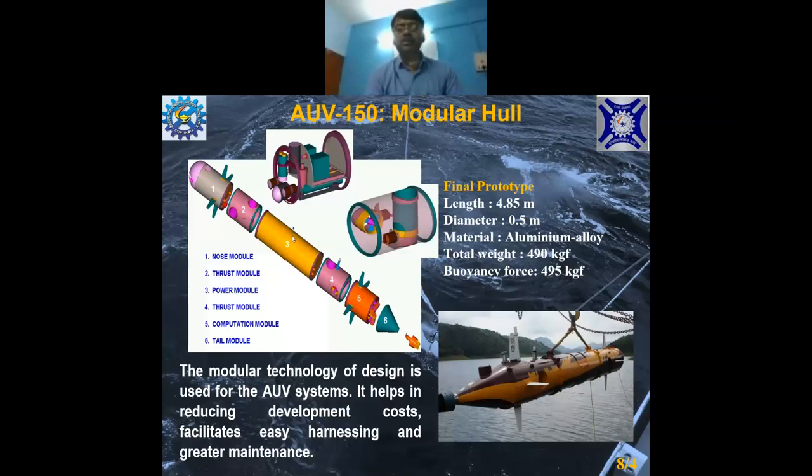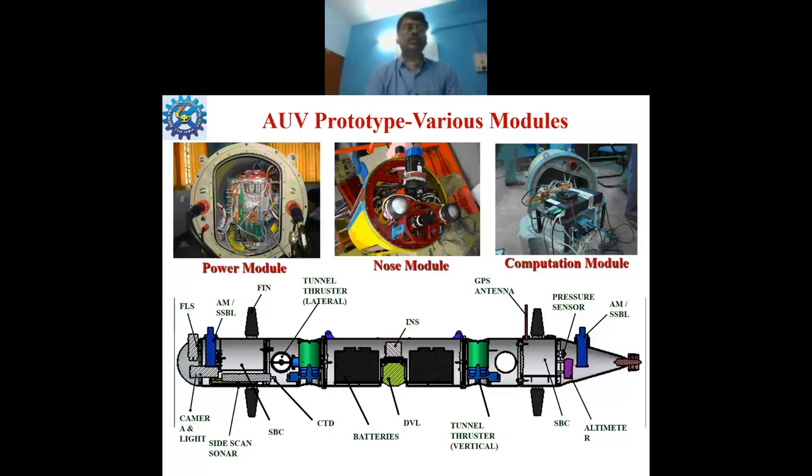The material used is 6061 T6 aluminium alloy. These are the various modules, with some detailed pictures, and the orientation of all the components, including the payload sensor, navigational sensor, as well as actuators, shown in this cross-sectional view. This is the heaviest part, because the lithium polymer battery is placed inside. Lithium polymer battery has high energy density, and that's why we have used it.